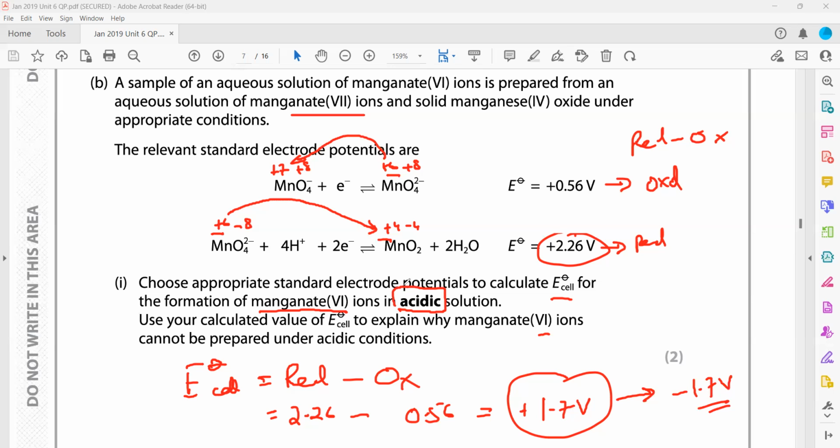If we work out the standard electrode potential, it will be 1.7 if Mn6 changes to plus 4 and plus 6 changes to plus 7. So it shows that this reaction does not produce Mn6 ions. In this one, Mn6 ion turns into plus 4 and plus 7. Is it clear, this part?